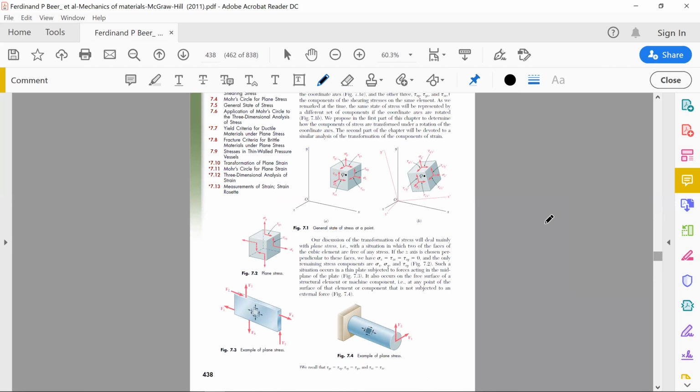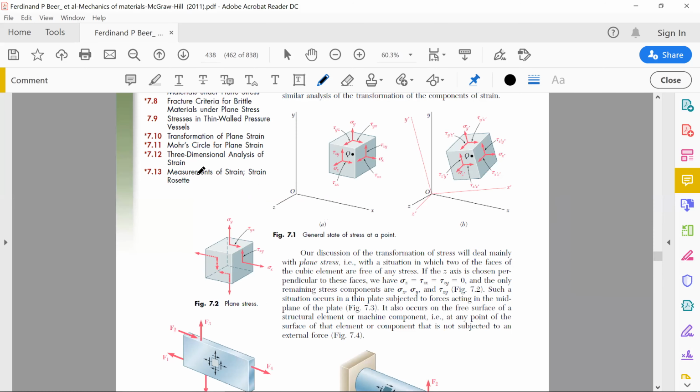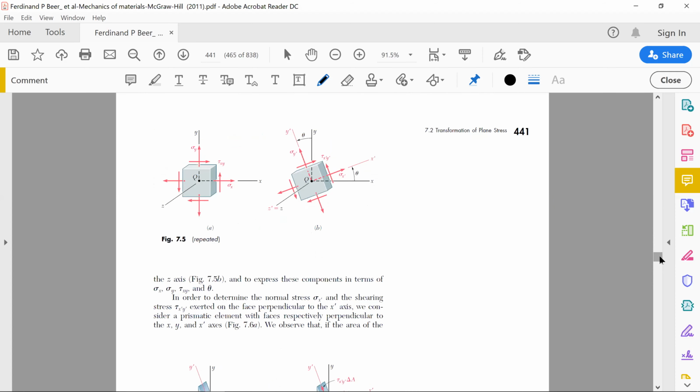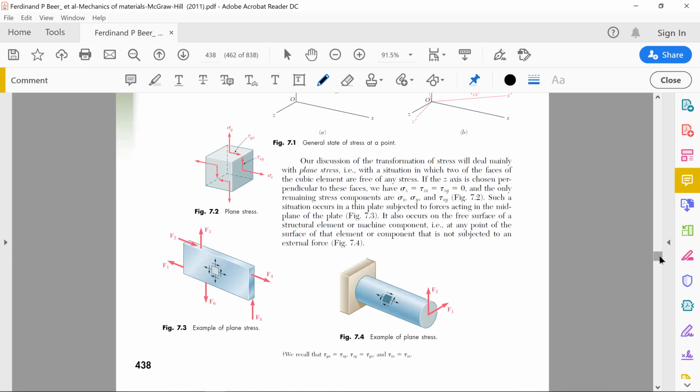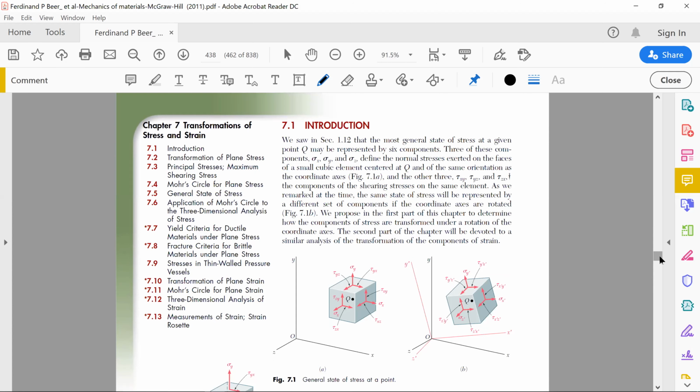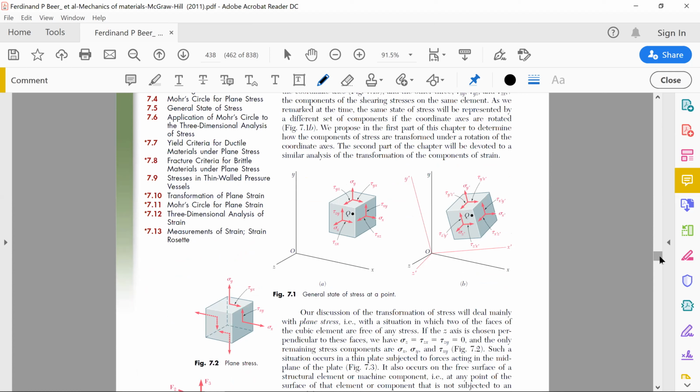Fine. So this is basically the general state of stress, right? In the general state of stress we know that we have a total of 6 stresses: 3 normal stresses and 3 shear stresses. The normal stresses are sigma x, sigma y, sigma z, and likewise tau xy, tau yz, and tau zx, right? These are the 6 stresses, and xyz is the coordinate system in which we are calculating, right?